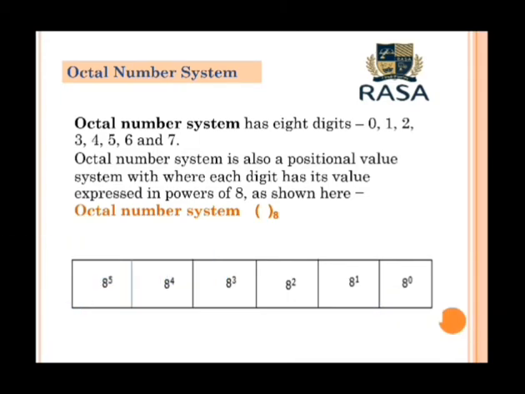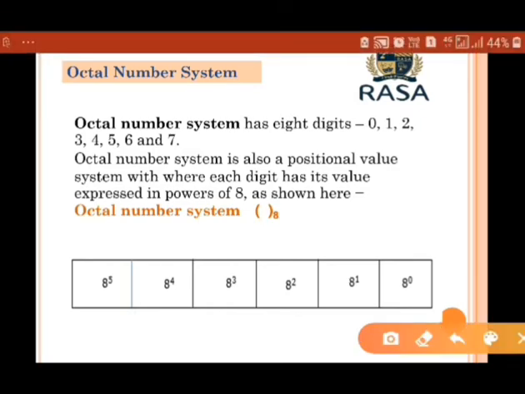In the previous class you have learned decimal number and binary number. So today we will learn the octal number system. Octal number system क्या होता है पहले वो हम ये जानेंगे. Octal number system has 8 digits: 0, 1, 2, 3, 4, 5, 6 and 7. These are the numbers used in octal number system.